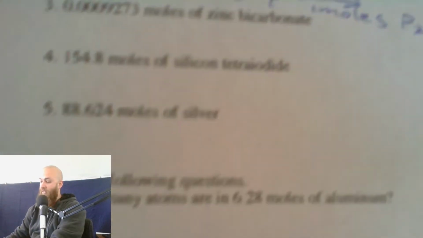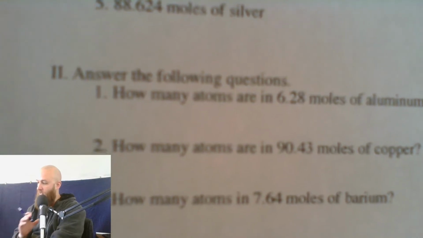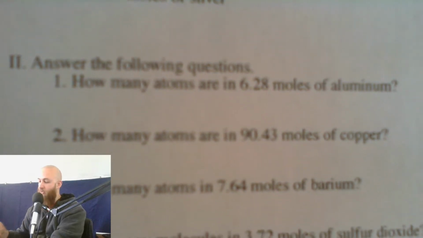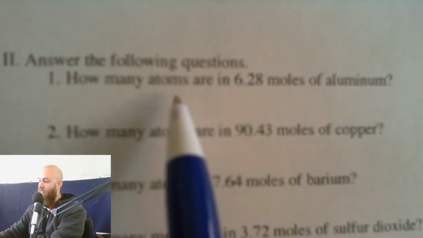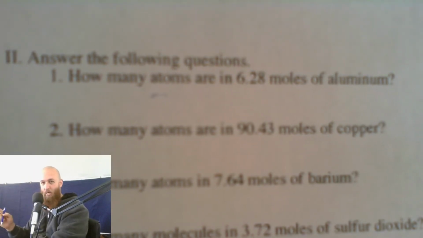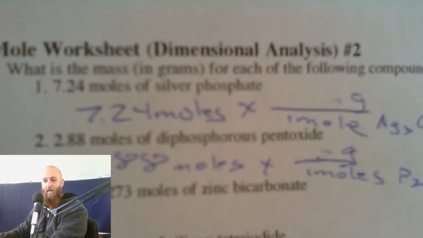All right, next section. Let's go down here. It says, answer the following questions. How many atoms are in 6.28 moles of aluminum? Okay, this is where we got to use Avogadro's number. Whenever you see atoms or ions or formula units or molecules, stuff like that, you got to think representative particles, and you should be thinking about Avogadro's number. Keep in mind, I did not use Avogadro's number up here for mass. Okay? All right, here we go.